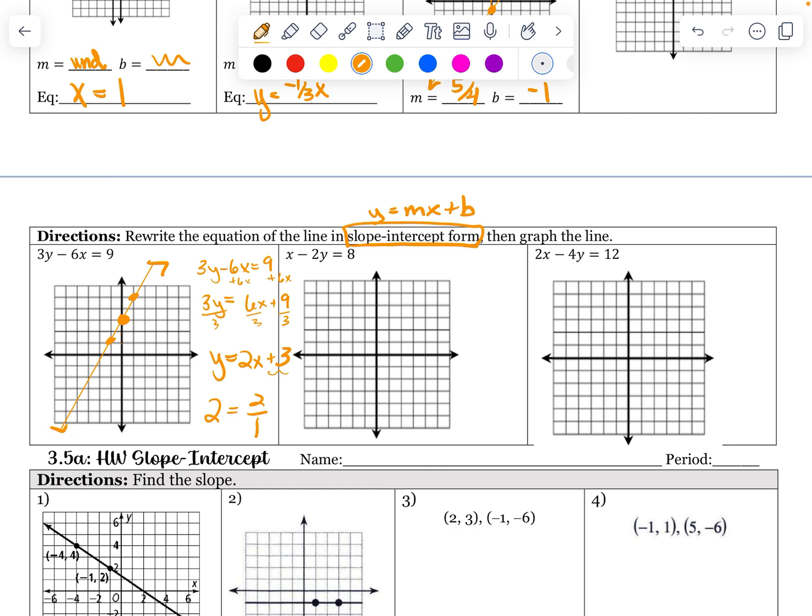All right, slope-intercept form again. X minus 2y equals 8. Minus x on both sides. Negative 2y equals negative x plus 8. Divide by negative 2. So y equals negative 1 divided by negative 2, which is just a half, x minus 4. So I'm going to start at 1, 2, 3, 4. Up 1 over 2. Up 1 over 2.